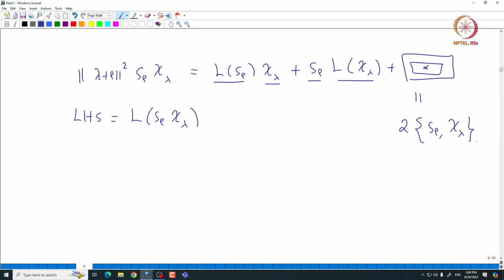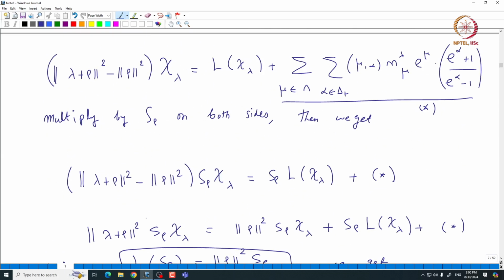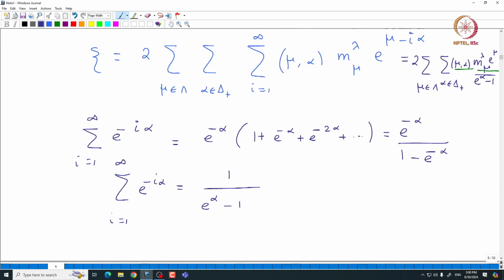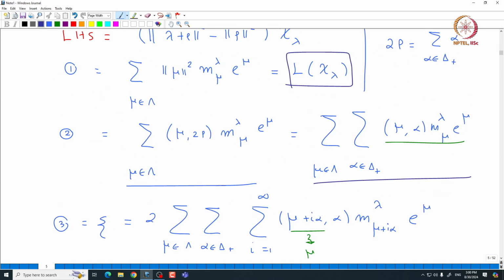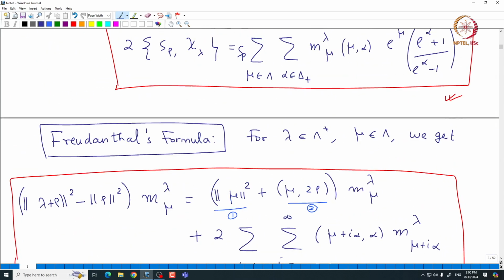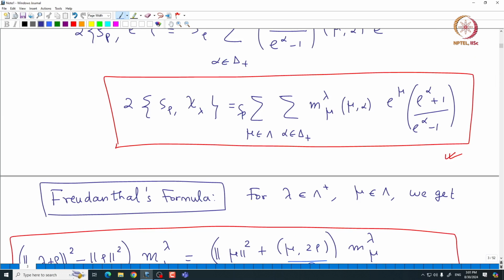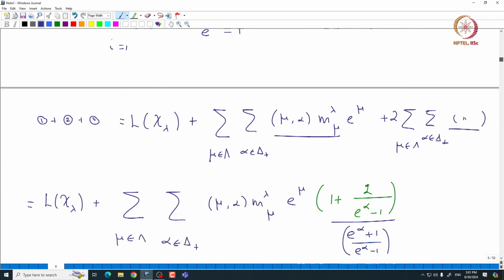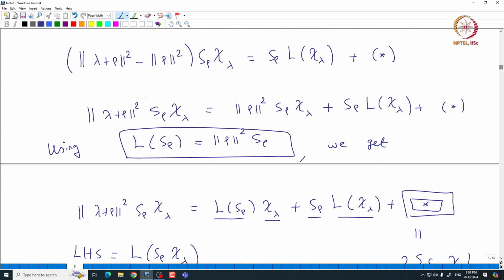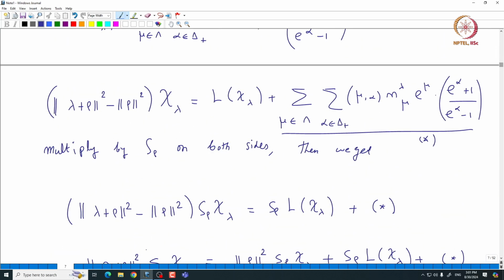But if you recall, the identity that we already have, which I proved in the beginning using the formula that we established before, says that twice S rho chi lambda is exactly given by S rho times the summation over mu in capital lambda, summation over alpha in delta plus, where the coefficient is given by mu alpha times m lambda mu, e power mu times e power alpha plus 1 divided by e power alpha minus 1, which is the term that exactly appears here on this star.